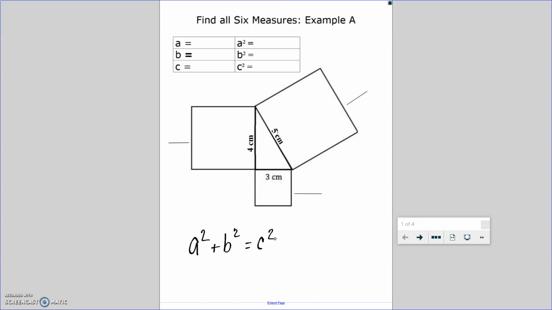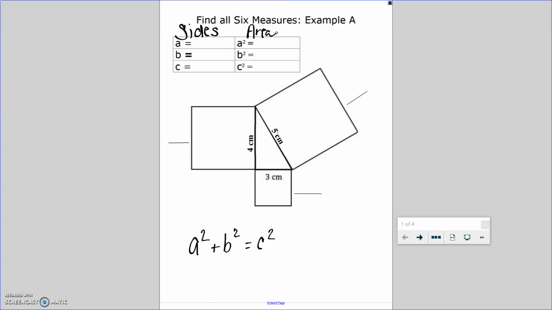A, B, and C represent our side lengths. Okay, so that's the sides. A squared, B squared, and C squared represent the area. A squared, B squared, C squared represent the area of these squares. A, B, and C just represent the side lengths.